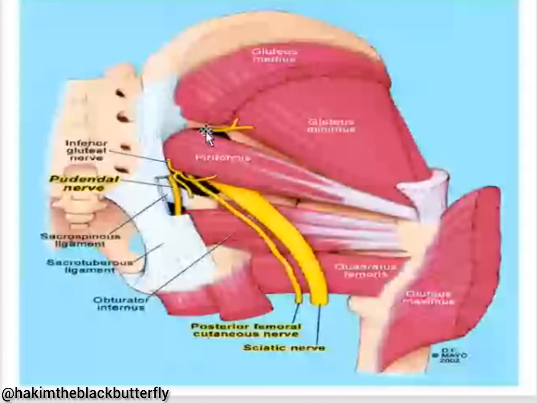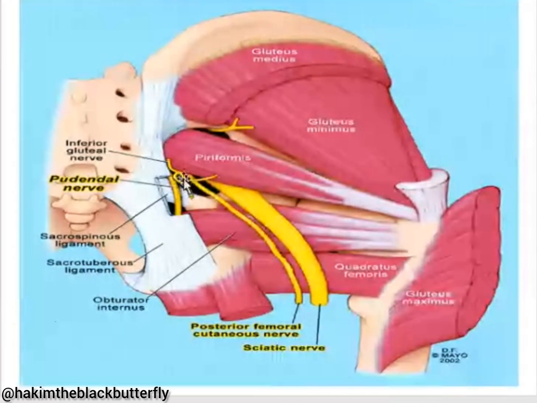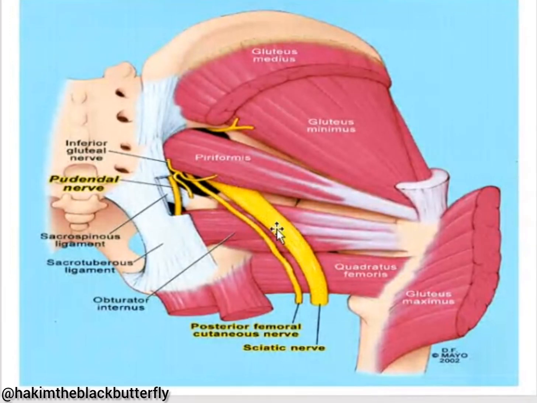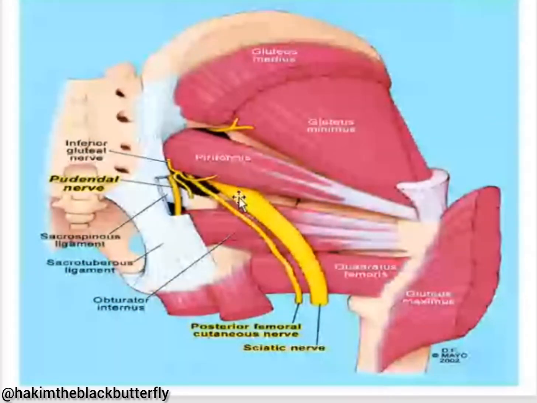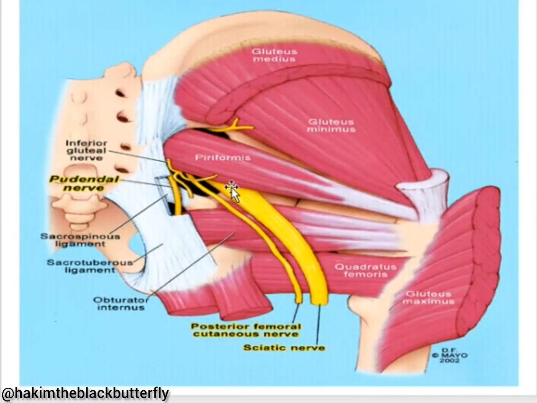Then the inferior gluteal nerve also is coming from the sacral plexus. As it enters the gluteal region through the greater sciatic foramen, it passes below piriformis. That's why they call it inferior gluteal nerve, on its way to supply the gluteus maximus. Then the sciatic nerve, that largest nerve, also moves from the sacral plexus, passes through the greater sciatic foramen, enters the gluteal region, and also passes below piriformis.